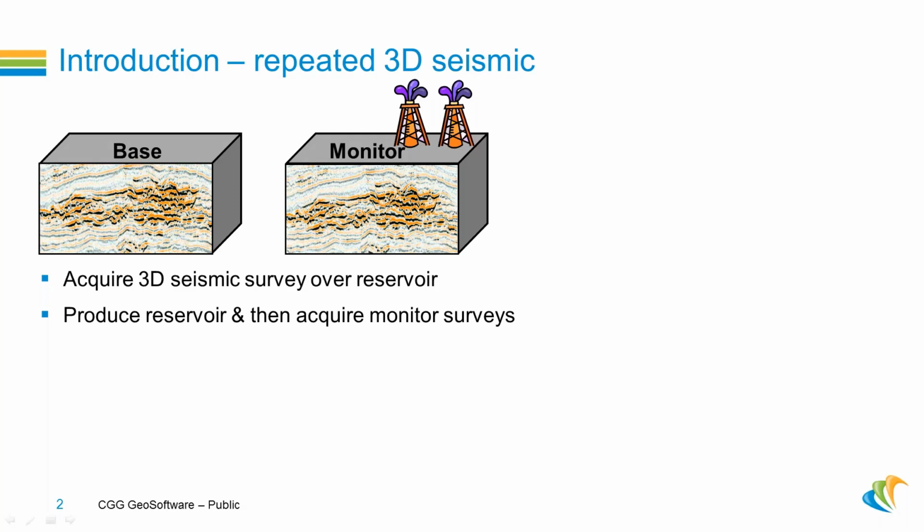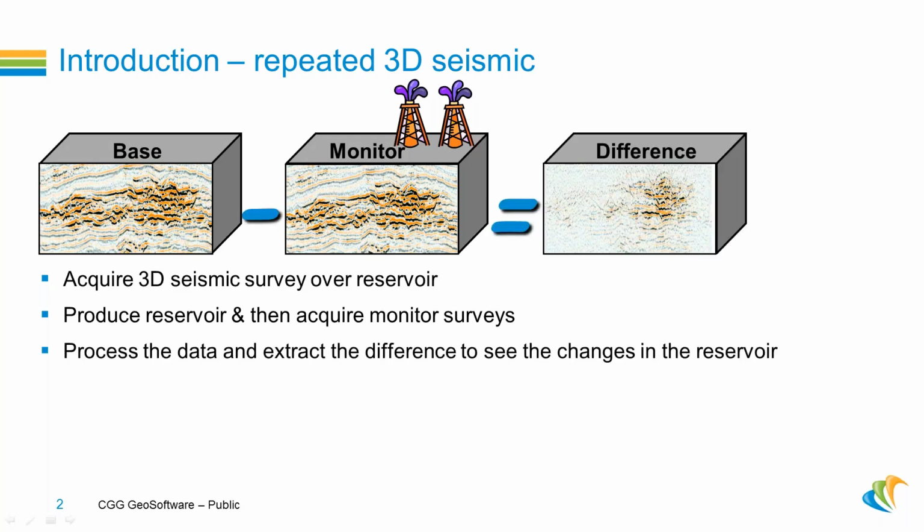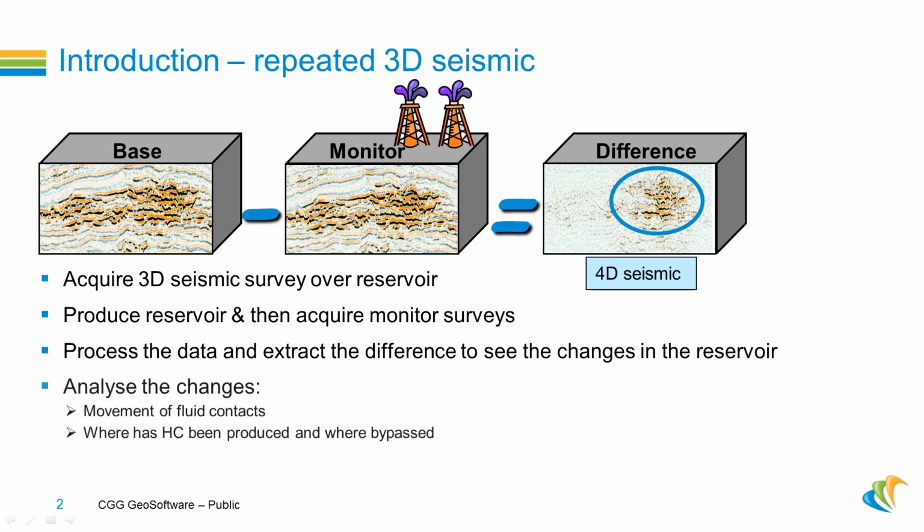Then we find the differences between the base and the monitor or monitors, and we interpret these differences on the seismic data. This could be the 4D seismic after finding the differences. And from these differences, we can analyze the changes and infer what movement of the fluids was happening, and where the hydrocarbon has been produced and where bypassed.